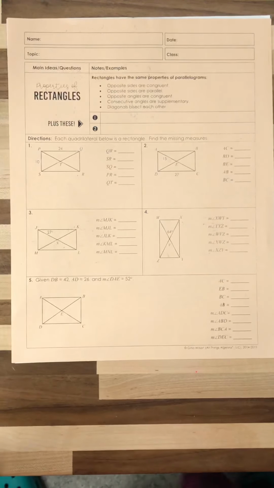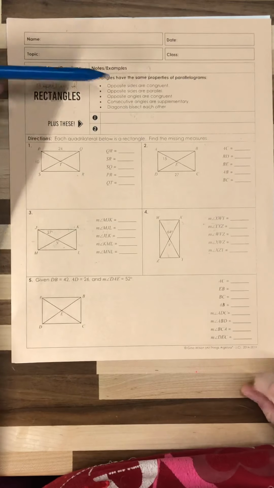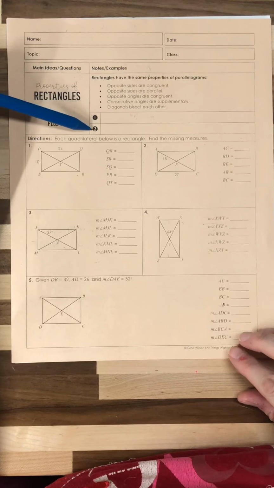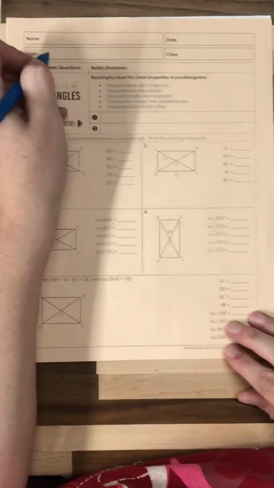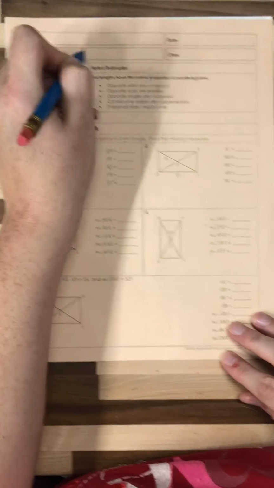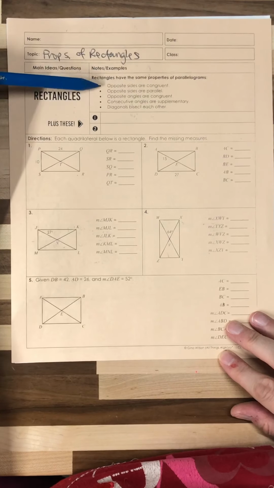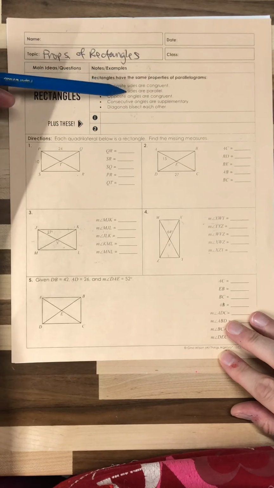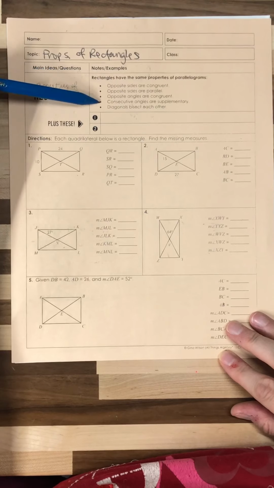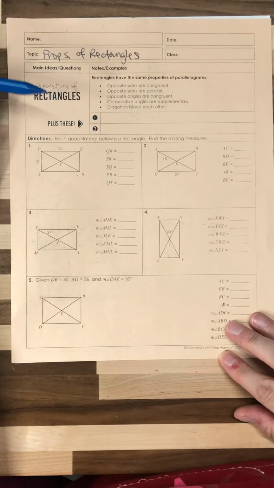All right, rectangles. The cool thing about rectangles is they also are parallelograms with two more properties. So, remember when we talked about, here we're going to put properties of rectangles. So, not only does it have the properties of parallelograms, like the opposite sides are congruent, opposite sides are parallel, opposite angles are congruent, consecutive angles are supplementary, and the diagonals bisect each other, but there's two more properties.